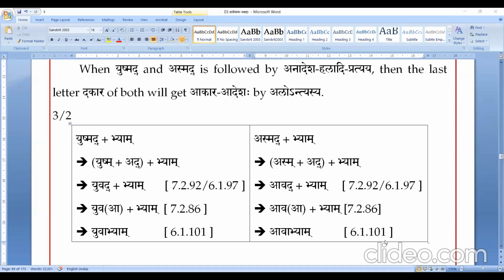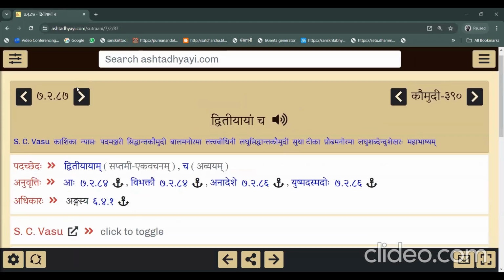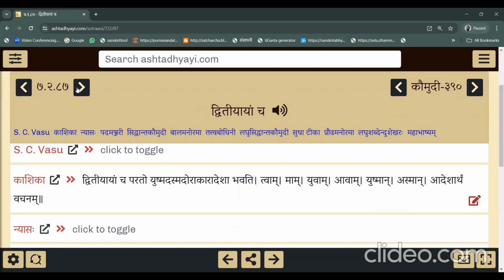See the sutra, just going back, 7-2-86, 7-2-87. Dvitiyayam cha Parataha. What is a Dvitiya Vibhakti Pratyaya? Dvitiya Vibhakti Pratyaya is not only Ekavachana. Au, Out, Shas. And by Nye Pratamayogo, all will be getting Amadesha, right? Yes. Au. Of course, not Shas.